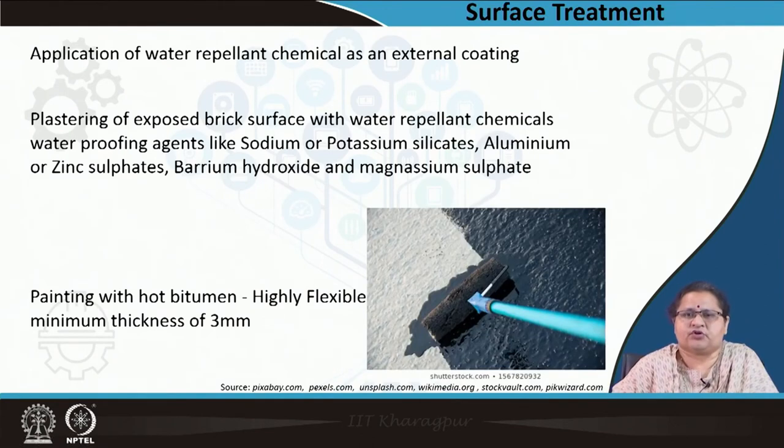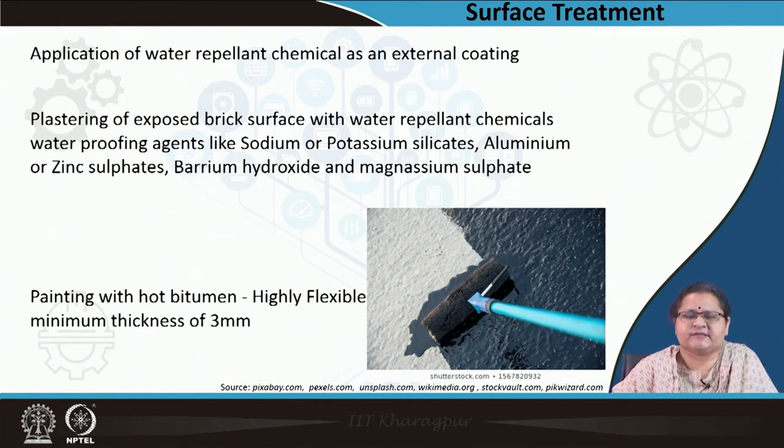Surface treatment is also another way of damp proofing. When everything is done, it is not that you cannot make it further damp proof. You can add a water repellent coating. The coating may be of similar materials which we discussed while we were discussing integral damp proofing.